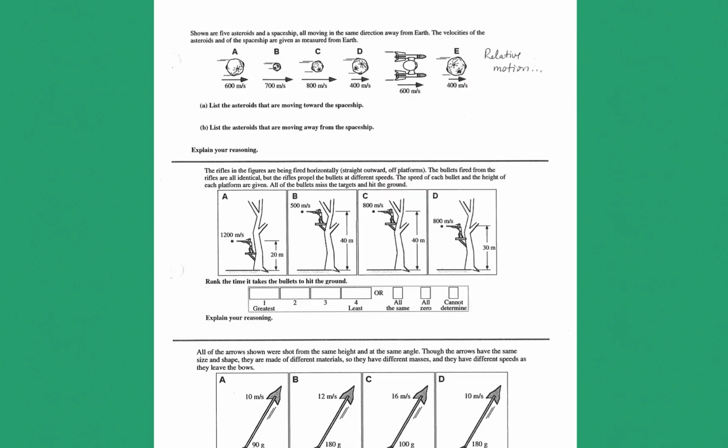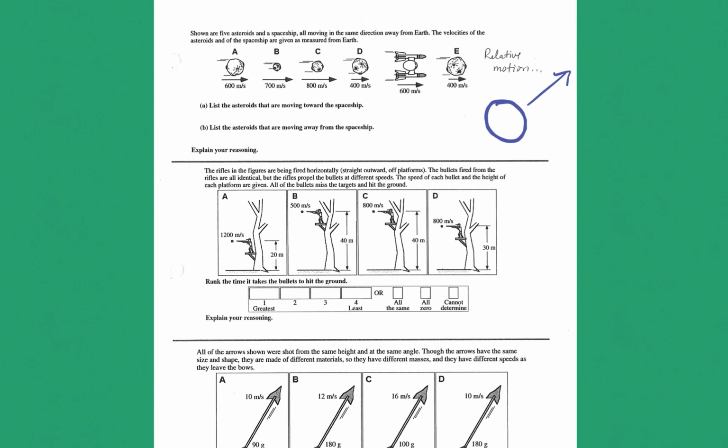Now we have a projectile. This is a relative motion problem. We haven't gotten to this one. I'm going to still give you the answer and see if you want to play with this. Here are 5 asteroids and a spaceship. They're all moving in the same direction away from Earth. So here's Earth. Let's make it the big blue marble. And they're moving away. So if they're moving away, gravity's pulling them back. List the asteroids that are moving toward the spaceship.